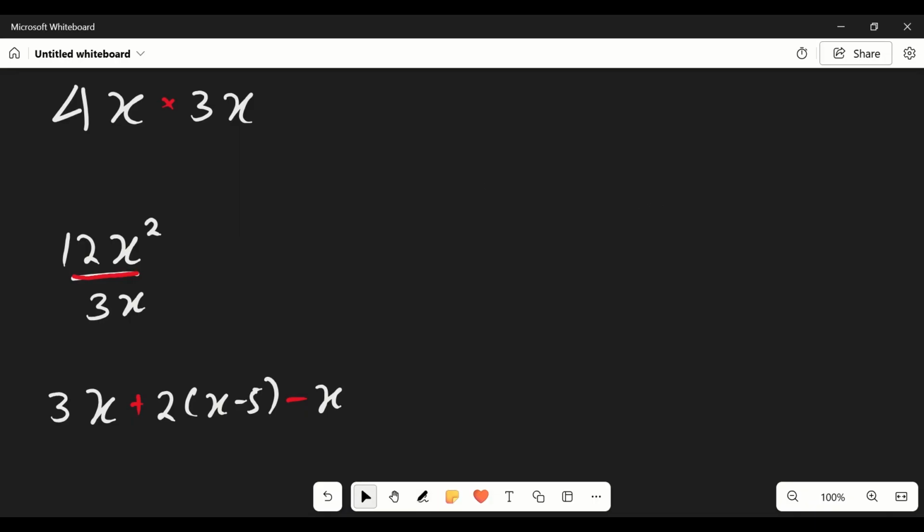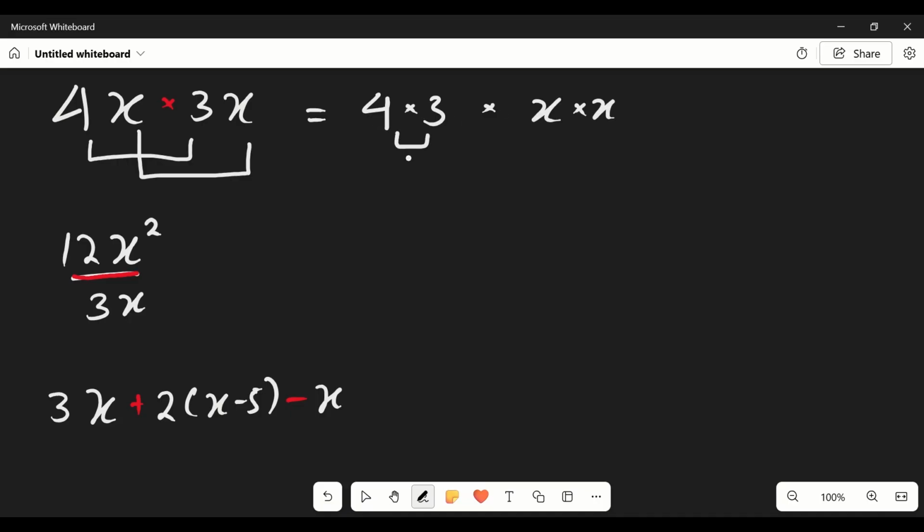What is 4x times 3x? So we can multiply number with number, and we can multiply variable with variable. So we get 4 times 3 times x, because 4 times 3 equals 12, and x times x equals x squared. So we get 12 times x squared, or 12x squared.